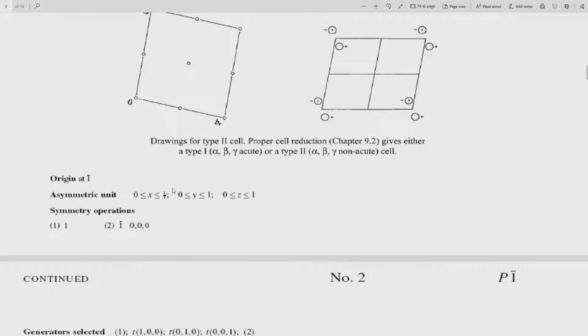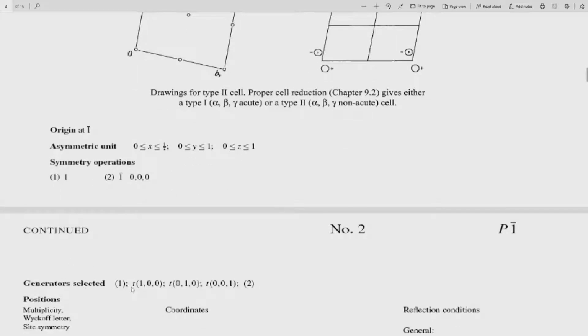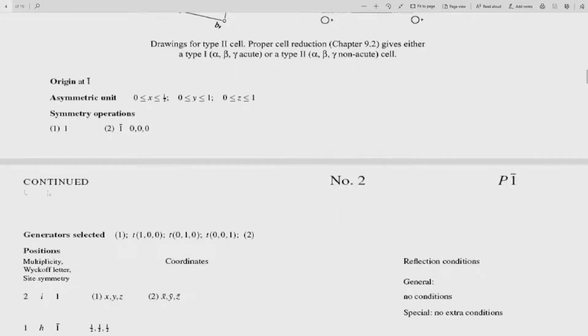Okay. Now, you see that the symmetry operations become 2. There is a symmetry operation 1 and there is a symmetry operation 1 bar, and this 1 bar symmetry operation is about the origin 0 0 0. And so, again the generator is selected as before along the x direction, along the y direction, along the z direction. Now, the space group is number 2 as we have seen.